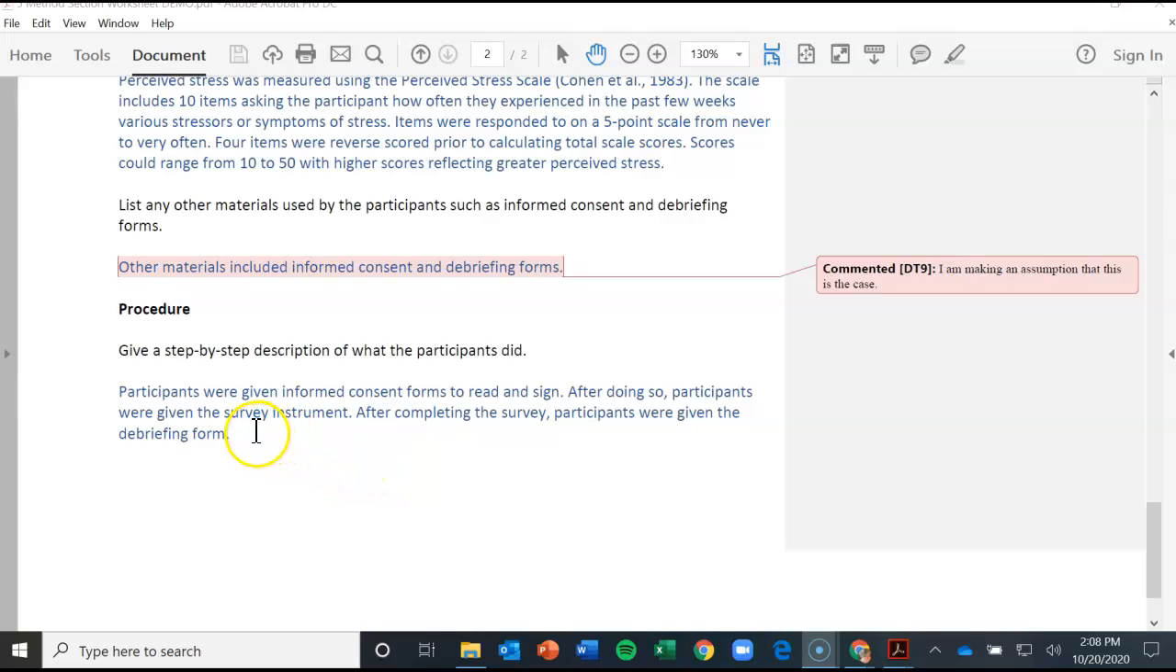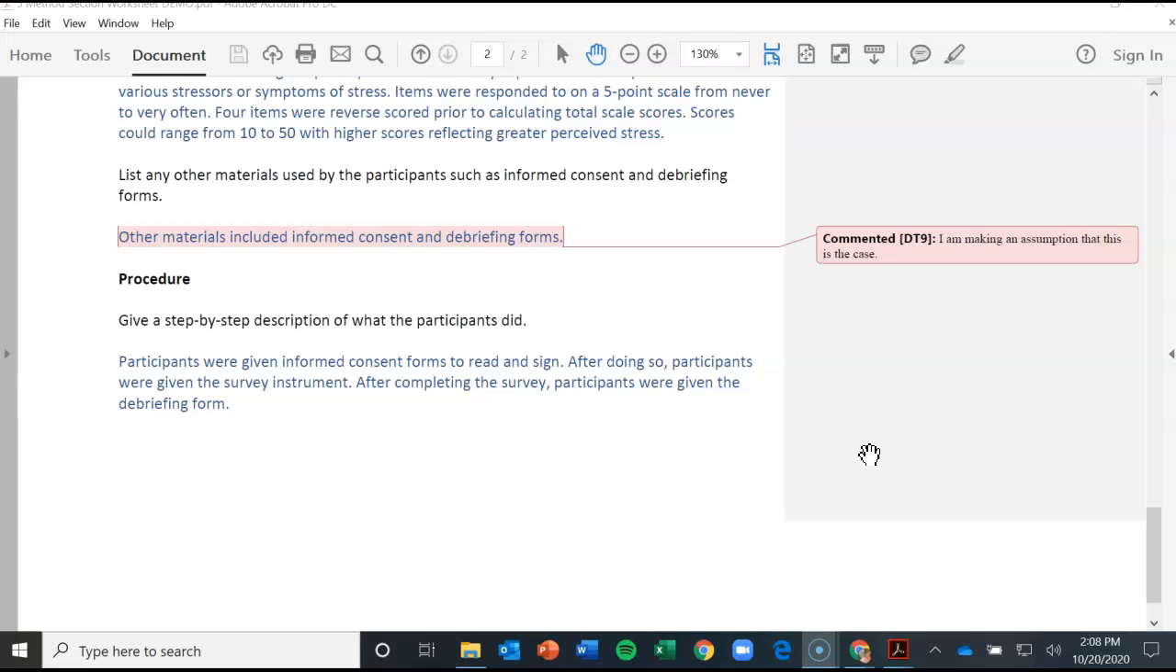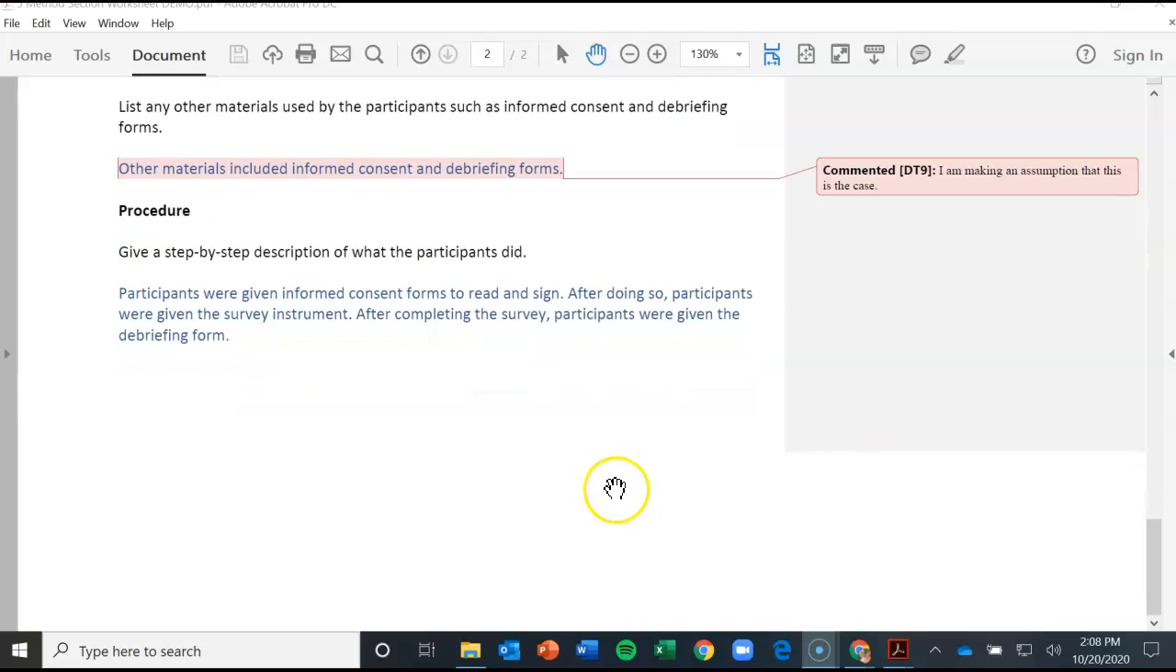We don't really have a good estimate of how long it would take them to complete the survey, so I didn't include that information. For future reference, if you're collecting your own data, you will know roughly how long it takes people to complete, say, a survey instrument, so you'll want to provide an estimate there.